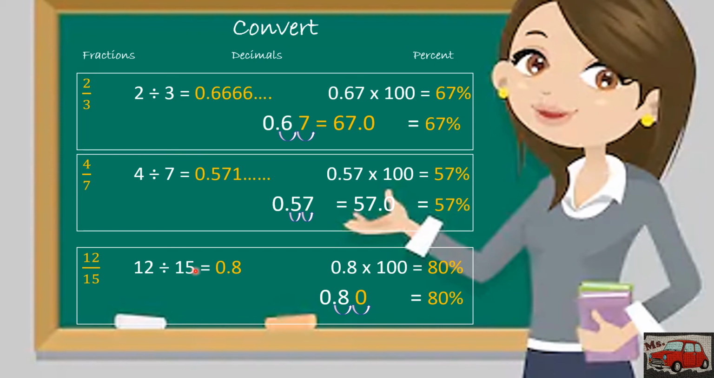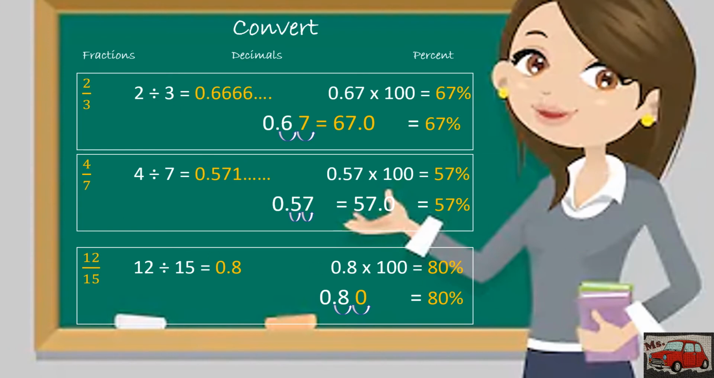Okay? Next, we have 12 over 15. To convert to decimal, just divide it, then you'll get 0.8. To convert this into percent, just multiply by 100, and that is 80%. Shortcut, just move the decimal point 2 steps papuntang right, so you have 80, and then add percent. Okay, so the equivalent number of 12 over 15 sa percent is 80%.